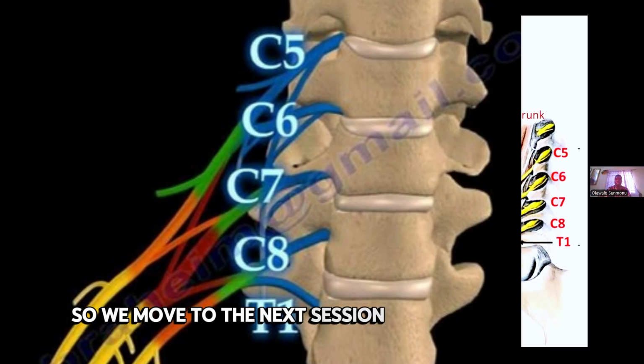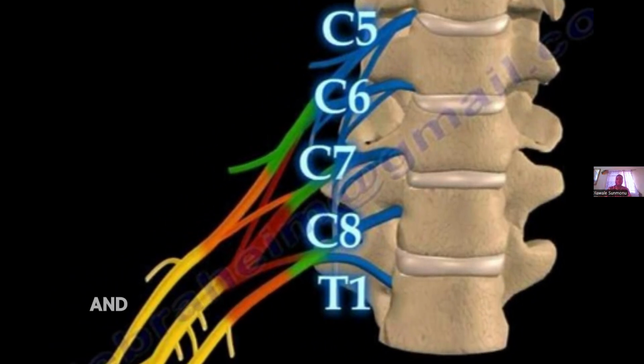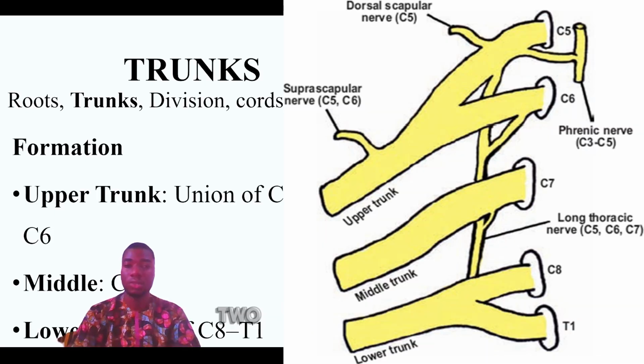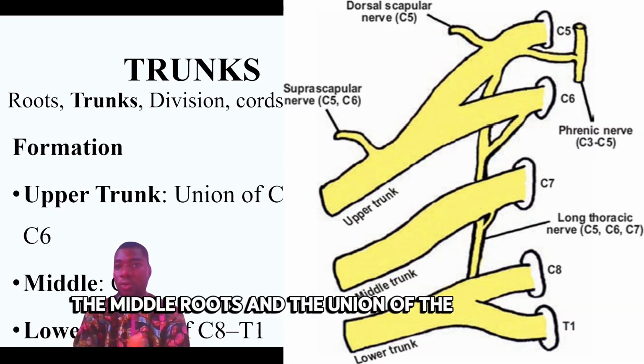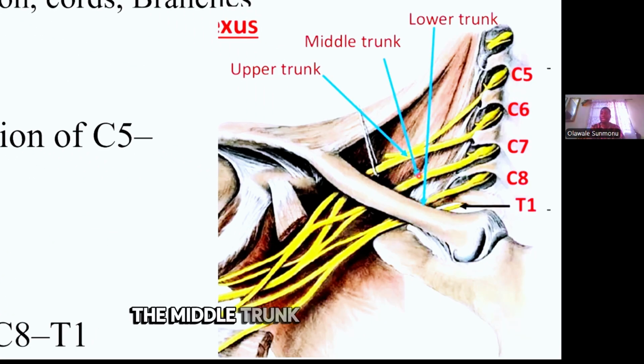So we'll move to the next section, which is the trunk of the brachial plexus. The trunk is the next part of the brachial plexus after the roots. So we are going to talk about the formation of the trunk. Now the trunk is formed by the union of the upper two roots, C5 and C6, the middle root, and the union of the lower two roots, C8 and T1. So you have the upper trunk, the middle trunk, and the lower trunk.